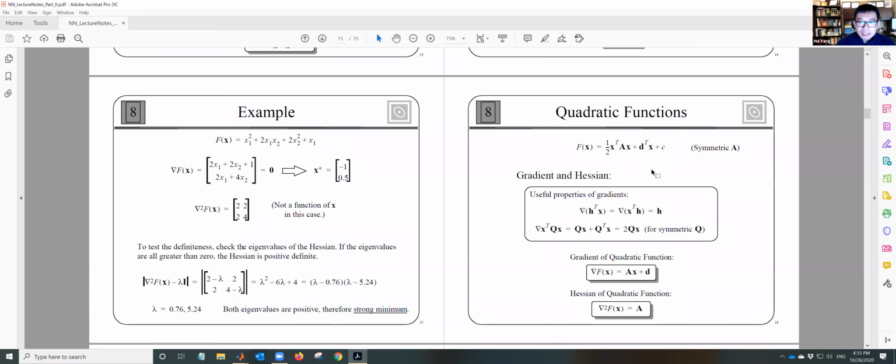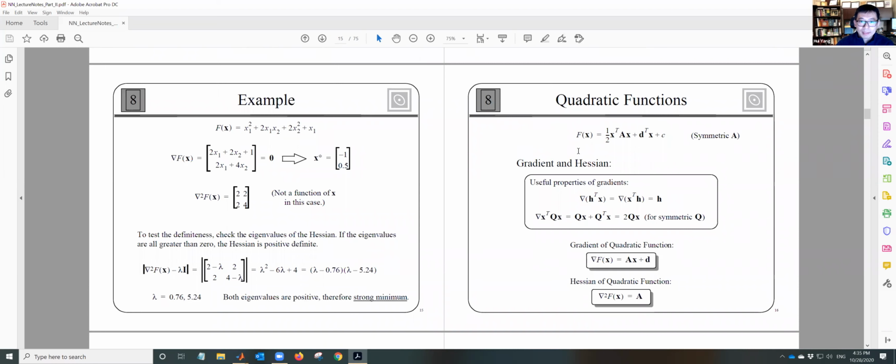Now let's have a look at the quadratic function. This is a quadratic function. So far, we are all talking about quadratic. So why are we so interested in a quadratic function?